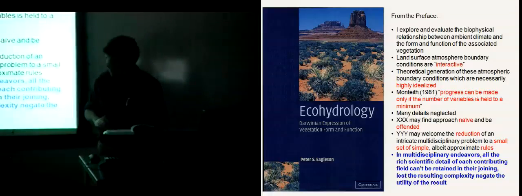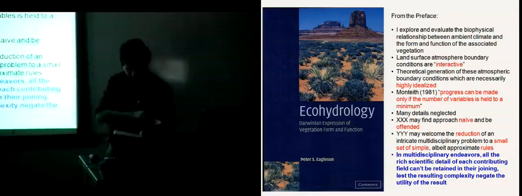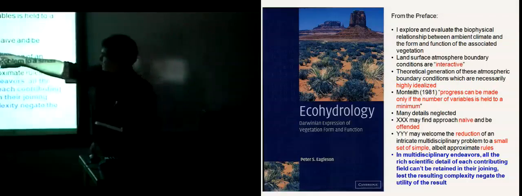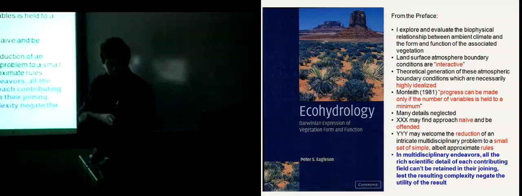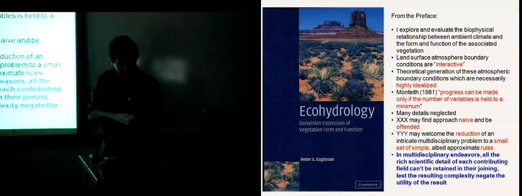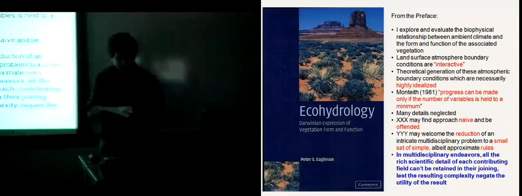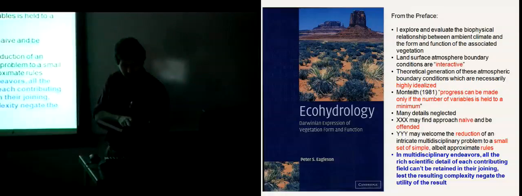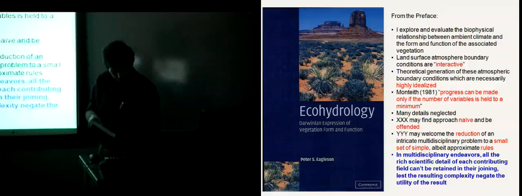So he then goes on and talks about many details being neglected, and then he starts appealing to his audience. I've just put XXXs and YYYs there, but he says, ecologists, micrometeorologists, and plant scientists will likely find this approach to be naive and may even be offended by my neglect of much important natural complexity. Engineers, on the other hand, that's the Ys, will be familiar with and may welcome the reduction of an intricate interdisciplinary problem to a small set of simple, albeit approximate rules. In either case, I ask the reader to withhold judgment pending the presentation of evidence. So I guess he's setting up the purpose for it.